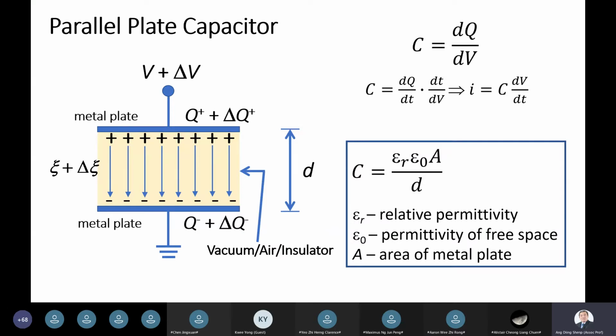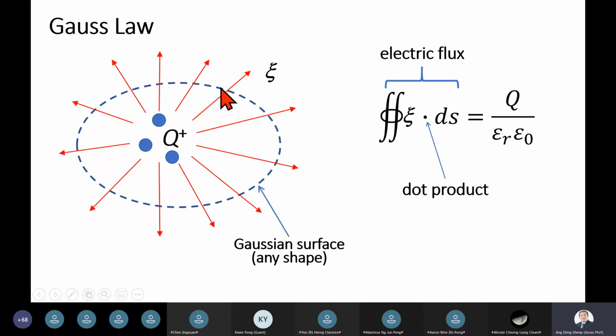Okay. So let's try to derive this expression. In order to do that, I want to introduce something which is also of fundamental importance, and this is called Gauss law. Gauss law is a very important fundamental law in the subject of electrostatics. It basically relates the electric field to the charge located in a particular region in space.